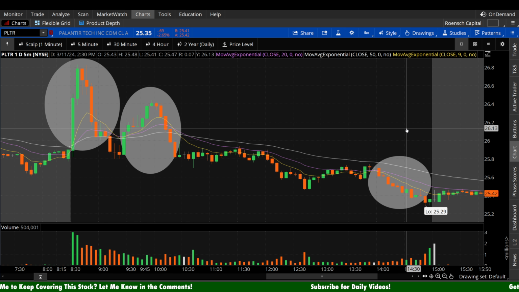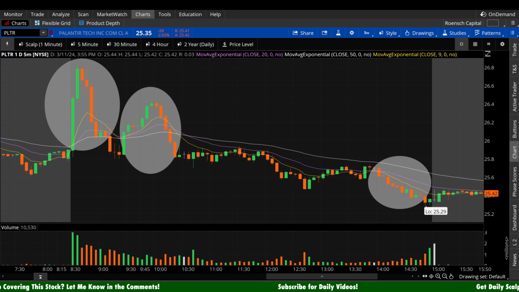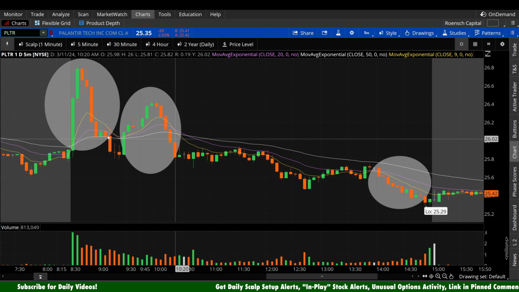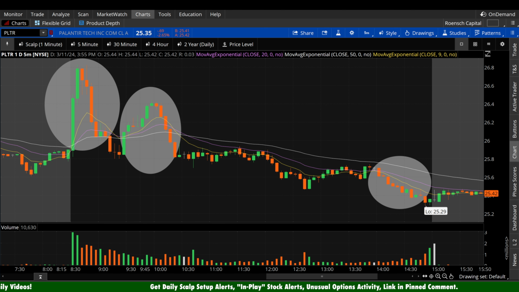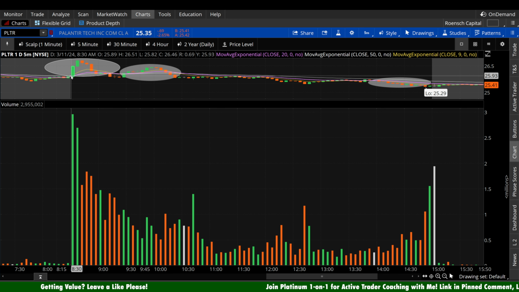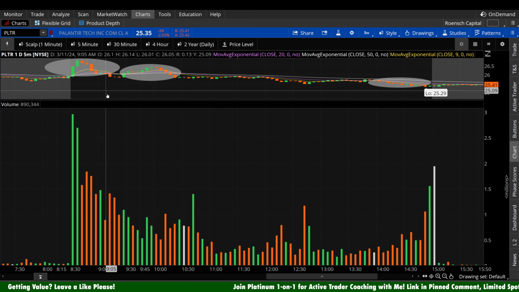Okay, not a tremendously volatile day for Palantir here, as far as overall percentage move on the day, but of course that was broken up by these little intraday pumps in the morning. So let's take a look at those. And let's go left to right here, from open to close. So, that opening pump and fade.